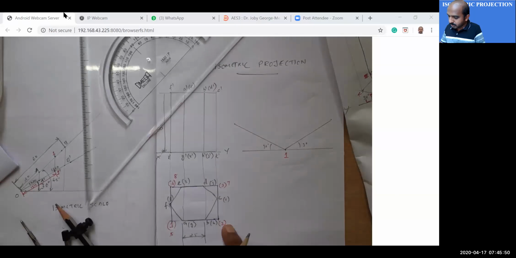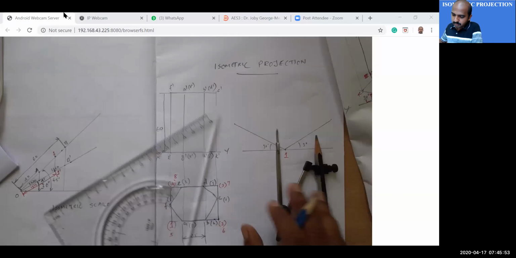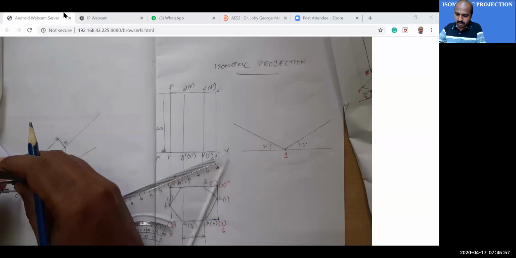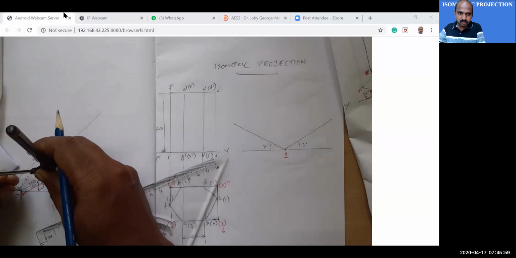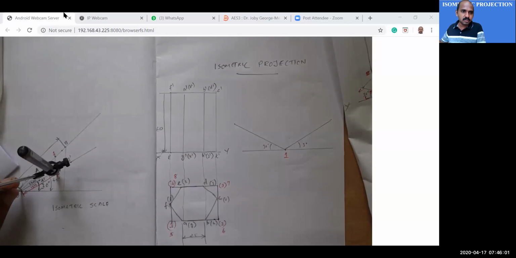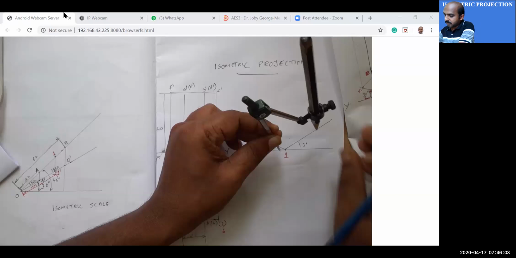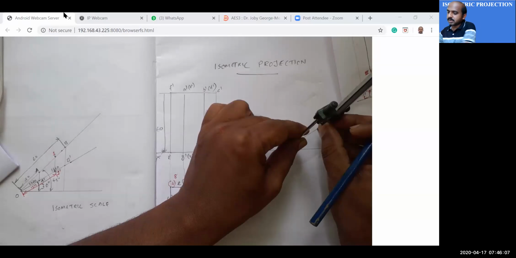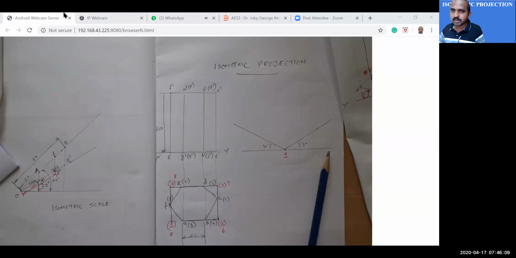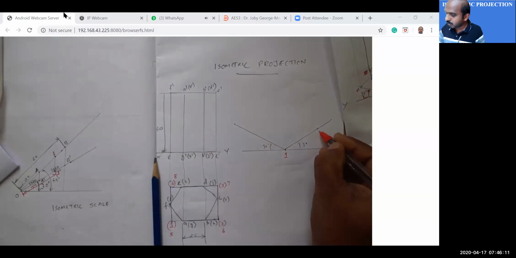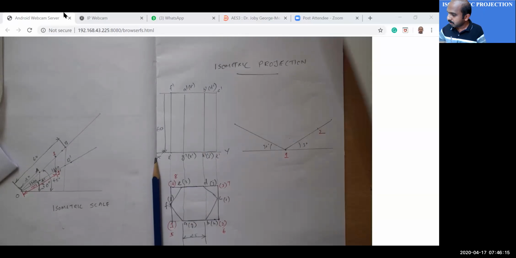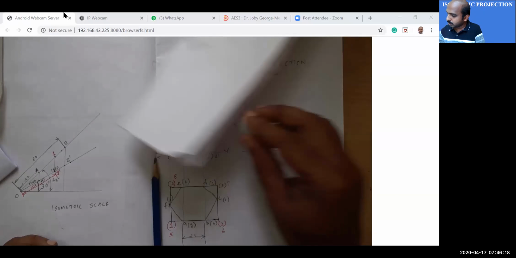So first is 1 to 2. You measure the isometric length corresponding to 1 to 2, then mark it here. It will always be shorter than the original length. So this is your 2.